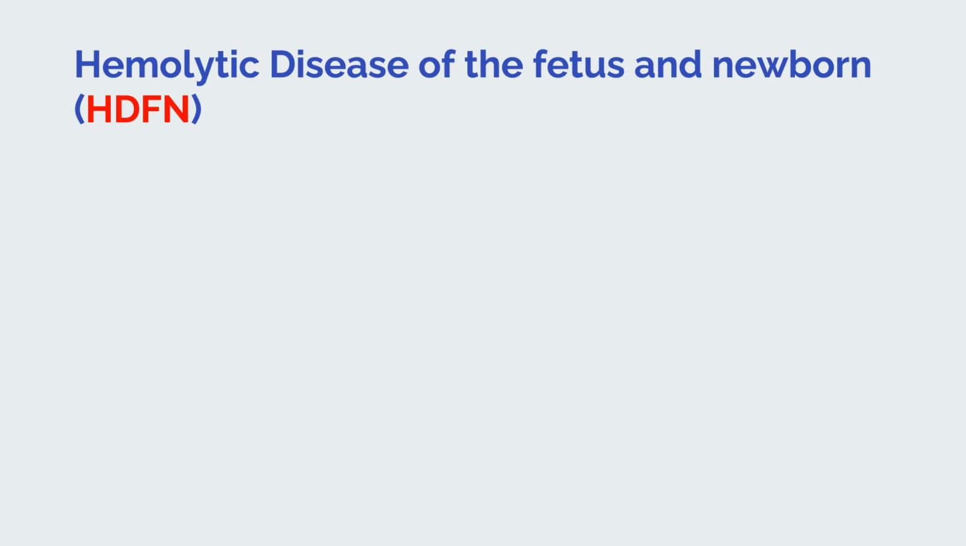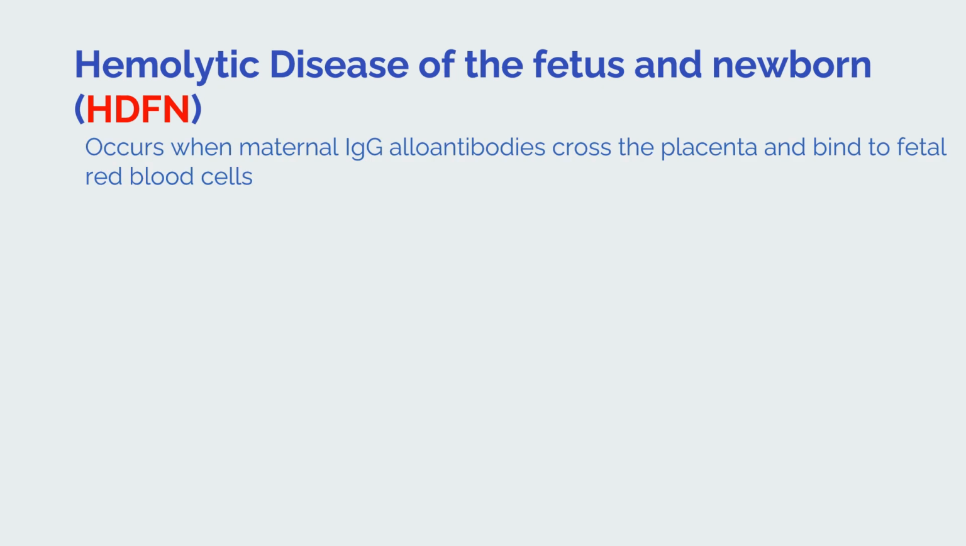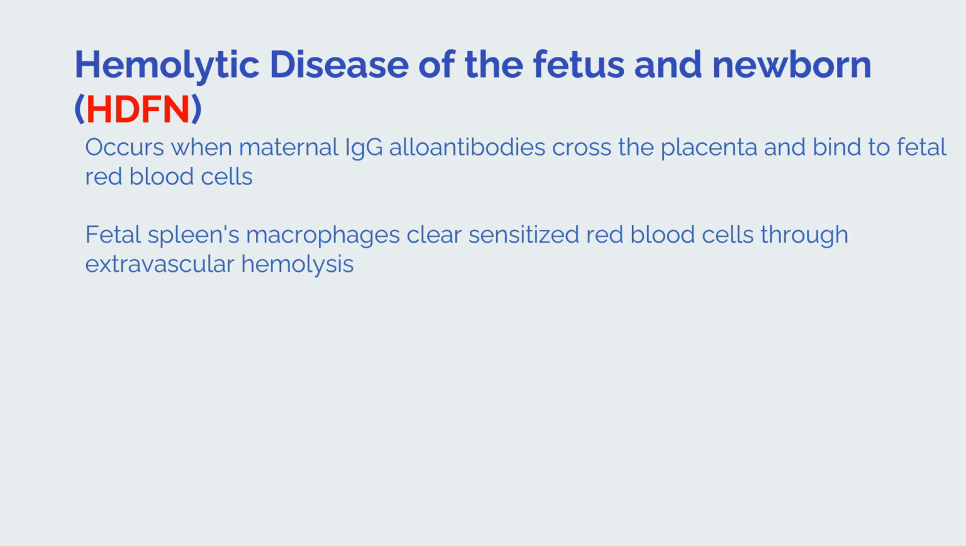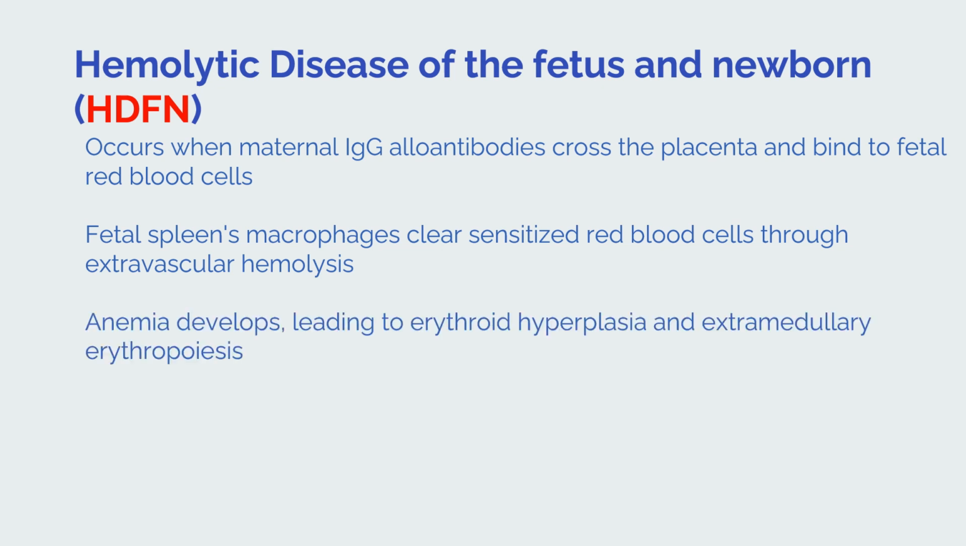Now, let's shift our focus to hemolytic disease of the fetus and newborn, HDFN. This condition occurs when an IgG alloantibody produced by the mother crosses the placenta and binds to fetal red blood cells expressing the corresponding antigen. As a result, the fetal spleen's macrophages clear these sensitized red blood cells through extravascular hemolysis. Gradually, anemia develops as a consequence.